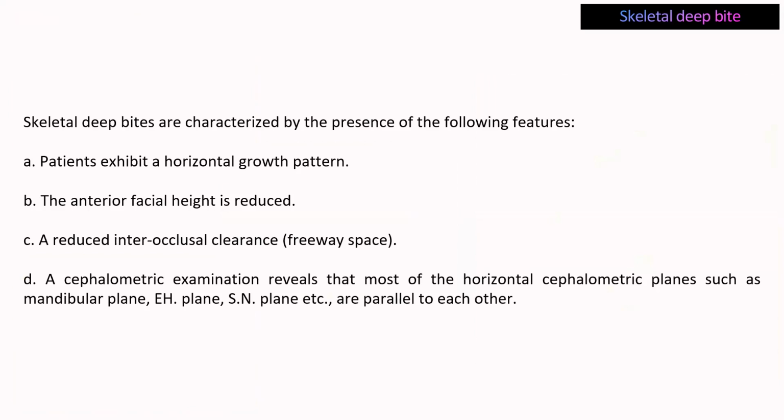So the anterior facial height is reduced in skeletal deep bite cases, with a reduced inter-occlusal clearance. Freeway space is the difference between centric relation and centric occlusion. That's what is called freeway space. That has to be 2 to 3 millimeters in normal cases, but in skeletal deep bite cases, it is way reduced.